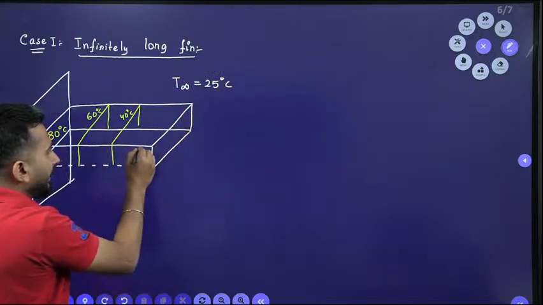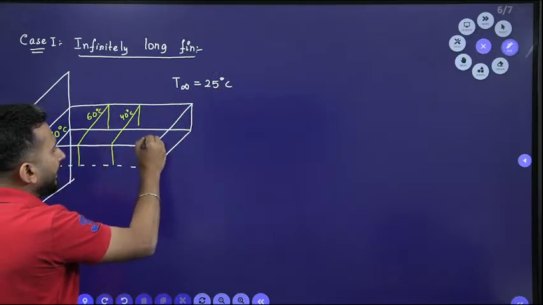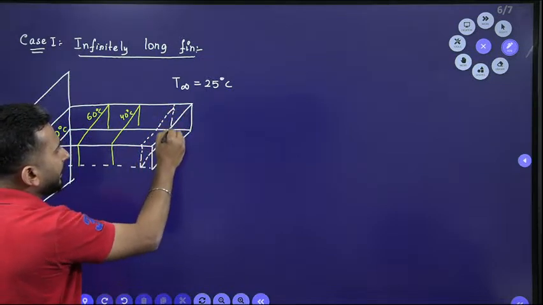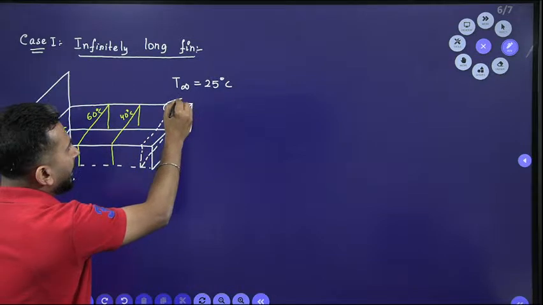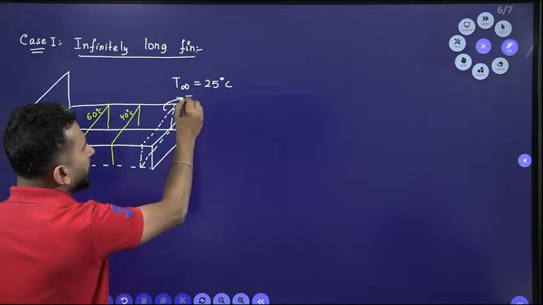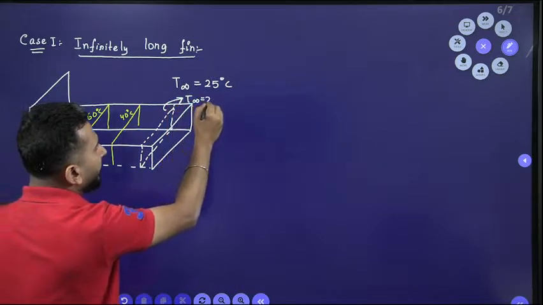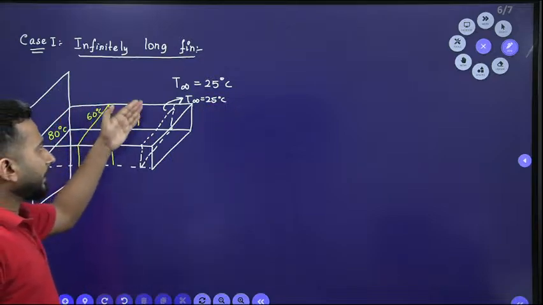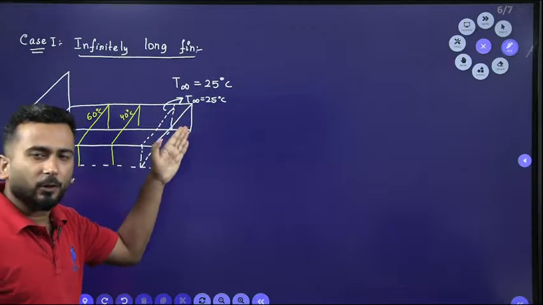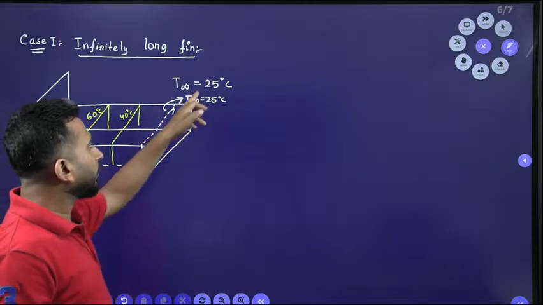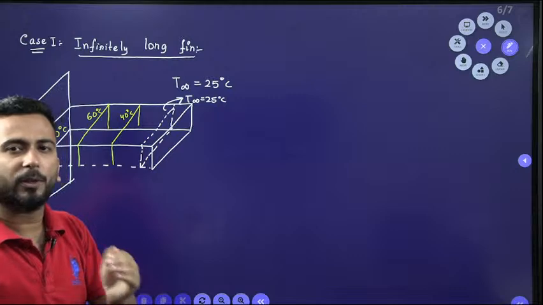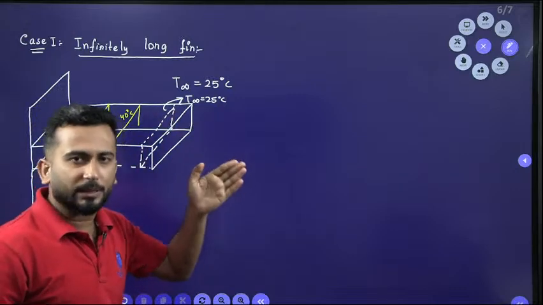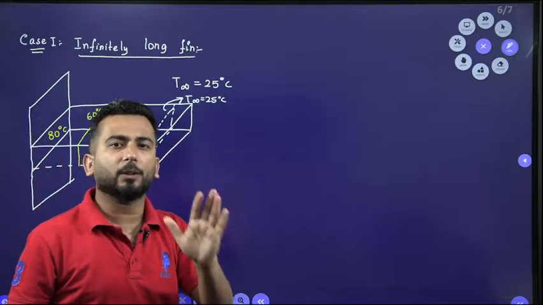So at the end of the fin, towards its length, the temperature will approach T infinite, that is 25 degrees centigrade. 60, 40, 30, 35, and ultimately if it is a very long fin, the temperature will assume the ambient temperature itself. So if I ask you what is the temperature difference at L equal to infinite, that is very long, you will say 0.